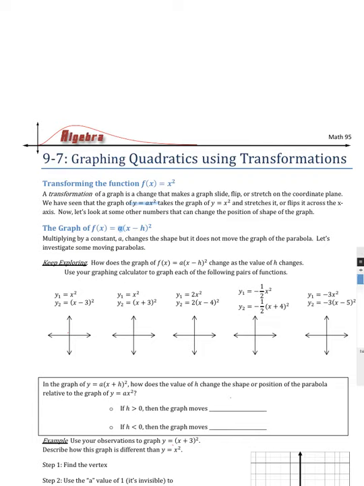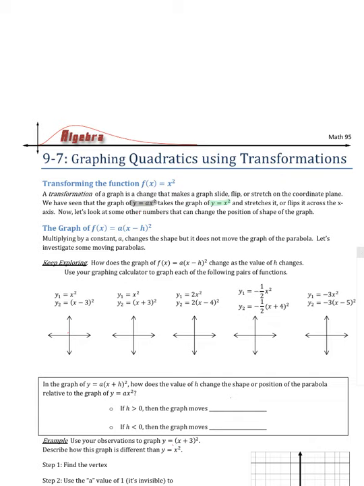In this lesson, we're going to look at graphing quadratics using transformations. A transformation is when we take a function and we move it, slide it, or flip it around. We've already seen that the graph of y equals ax squared takes the parent function y equals x squared and either flips it or stretches it. That can be done by multiplying by a number in front of the x squared.